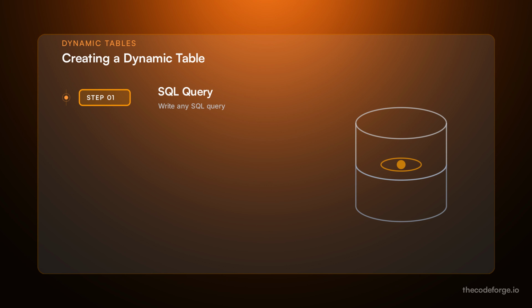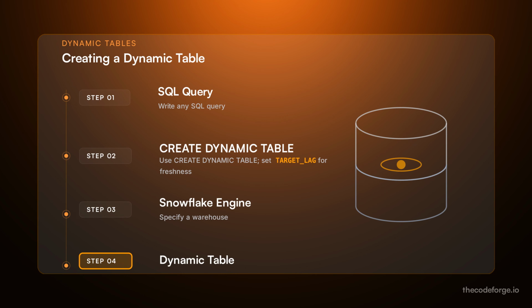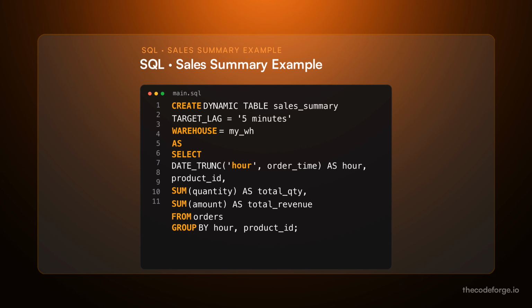Creating a dynamic table is straightforward. You write a create dynamic table statement with a target lag and a warehouse, and the Snowflake engine keeps it refreshed. The query can include joins, aggregations, and more. Here's a real example. A dynamic table that aggregates sales by hour using date_trunc on order time. It refreshes every 5 minutes, so your dashboard always shows fresh data.